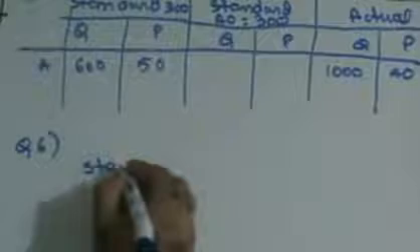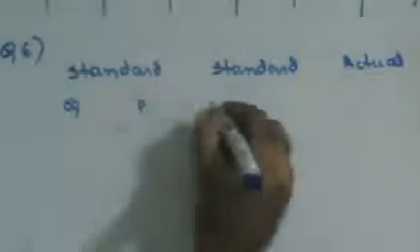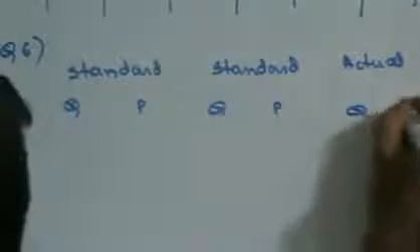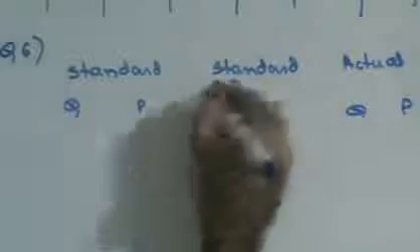Next, let's see the next sum. Standard, actual: quantity, price, quantity, price, quantity, price for actual output.